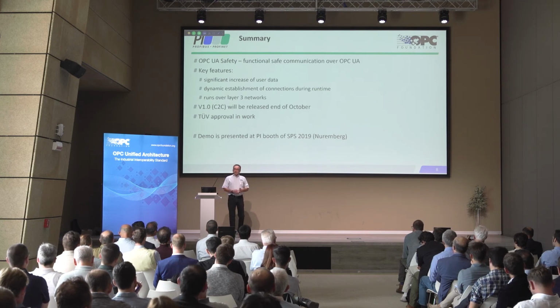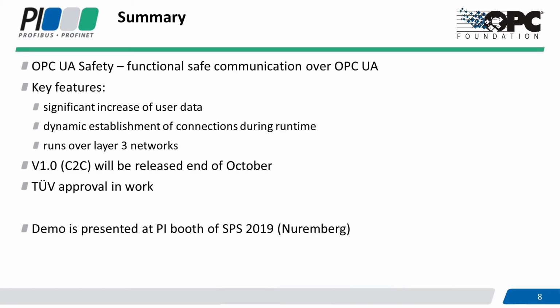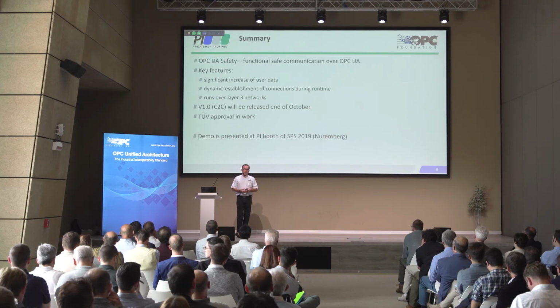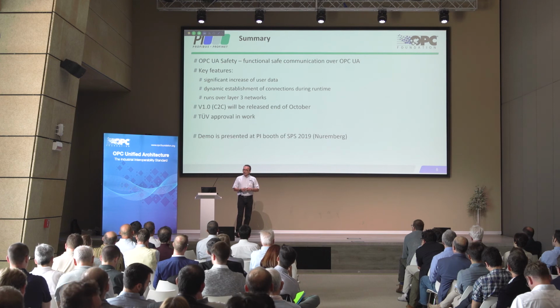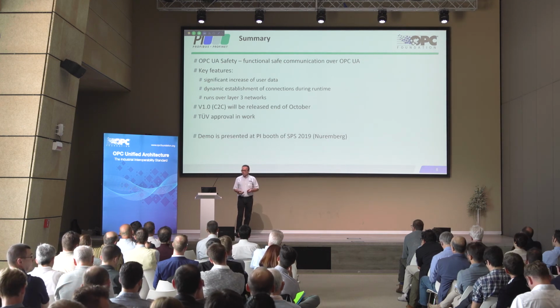So the summary of all of this is OPC UA safety, functional safe communication over OPC UA. From the key features: significant increase of user data, dynamic establishment of connections, running over layer 3 networks, so it's running on the IP layer. The version 1 will be released end of October, I said already, and TÜV approval, of course, is in work. It cannot be done before the final release of the specification, but it's a natural way. If you have no released specification, no TÜV approval is possible. And if somebody will be at SPS IPC Drives 2019, this year in Nuremberg, a nice demo will be presented at the PI booth in Hall 7, I believe.